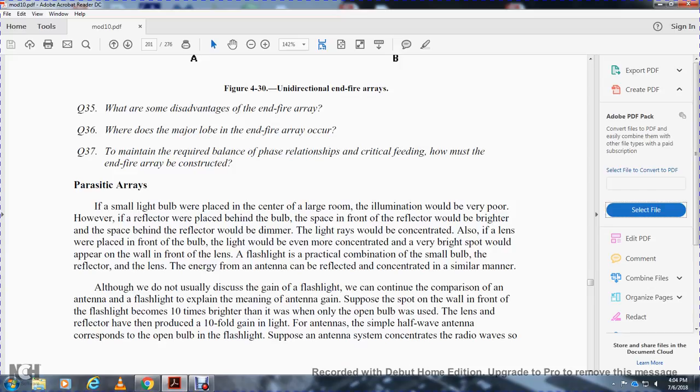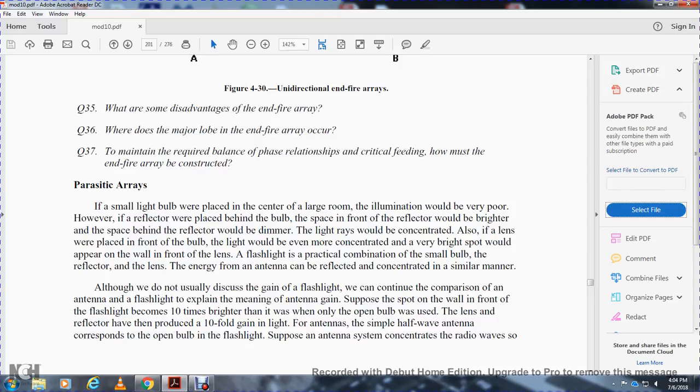Parasitic arrays. If a small light bulb is placed in a large room, the illumination would be very poor. However, if a reflector were placed behind the bulb, the space in front of the reflector would be brighter and the space behind the reflector would be dimmer. The light rays would be concentrated even more with a lens, where in front of the bulb the light would be very bright, and a spot would appear in front of the lens of a flashlight.